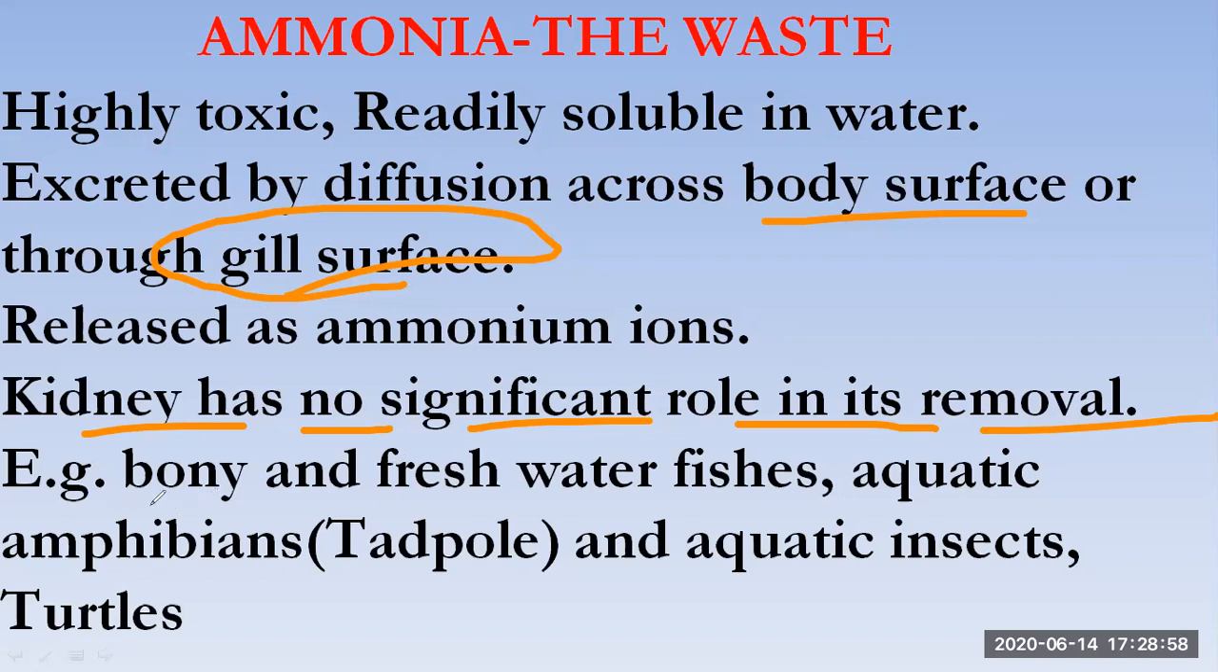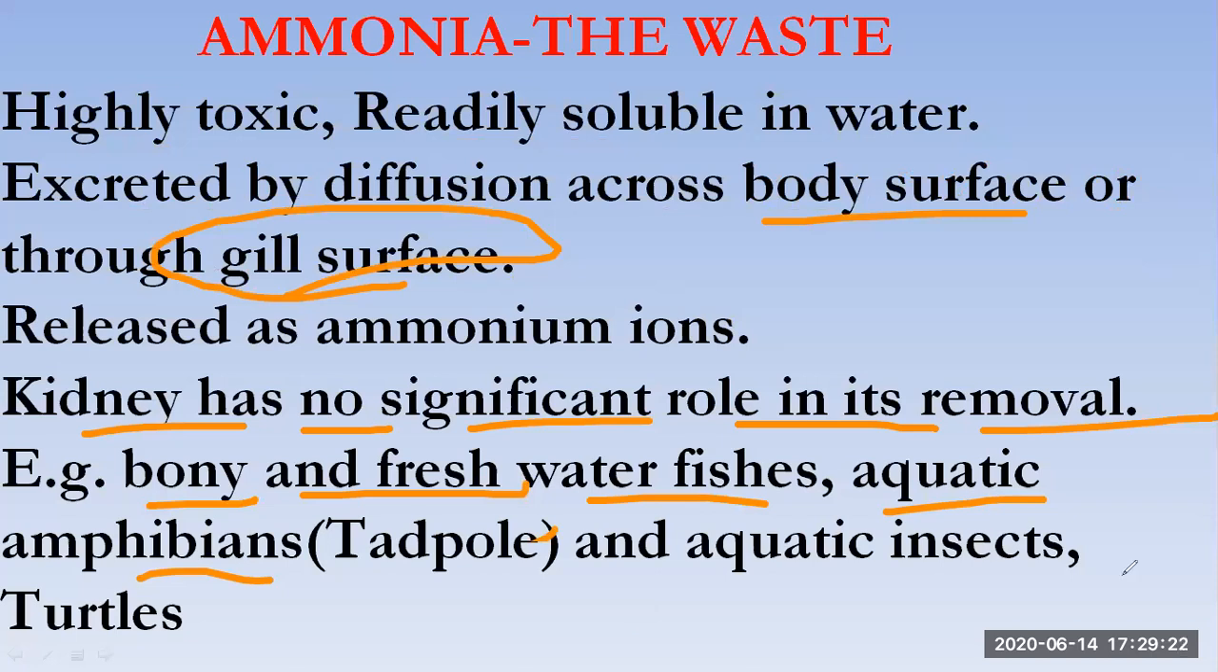Very important examples are bony and freshwater fishes, which have ammonia as the excretory product. Also aquatic amphibians, basically the tadpole larva, because we know very well that the tadpole larva is aquatic in nature, and aquatic insects.